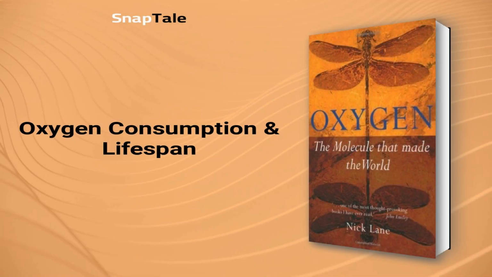Oxygen consumption and lifespan. The number of heartbeats animals have over the course of their lives isn't fixed, as it was once believed. The relationship between an animal's metabolic rate, the rate at which energy is expended over time, and its maximum lifespan is the real driving factor in determining the length of its life. Metabolic rate is measured by the consumption of oxygen per kilogram of weight per hour.